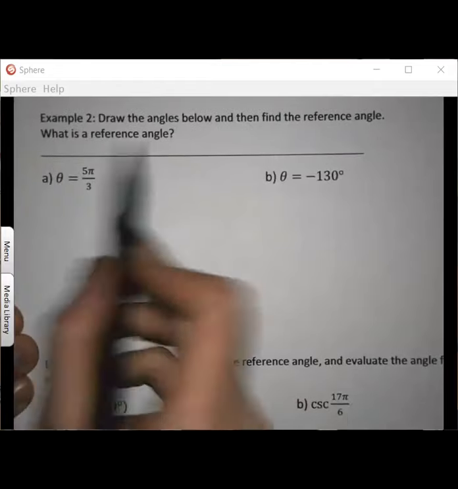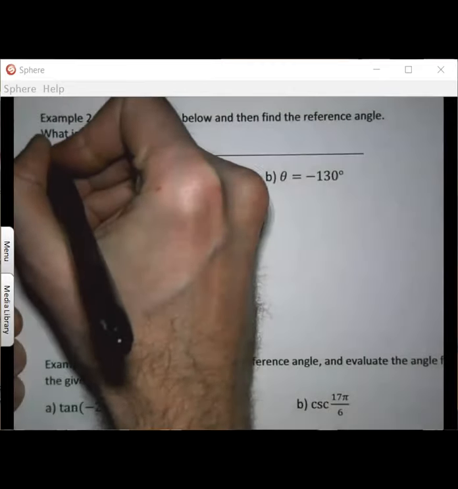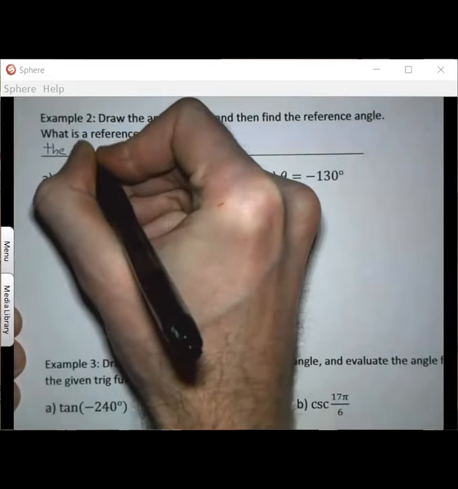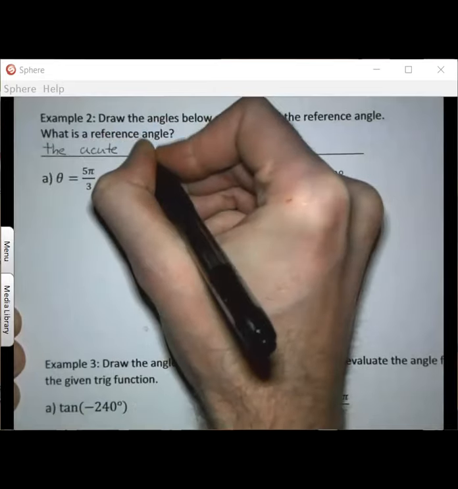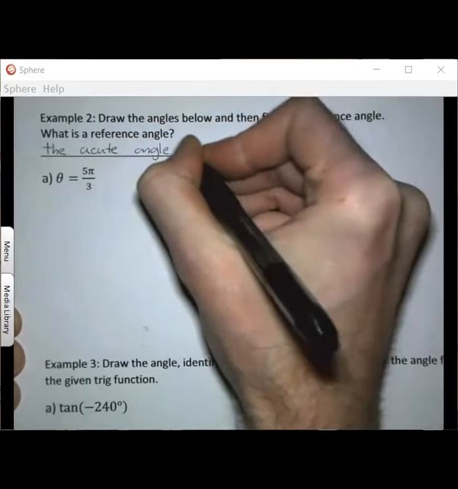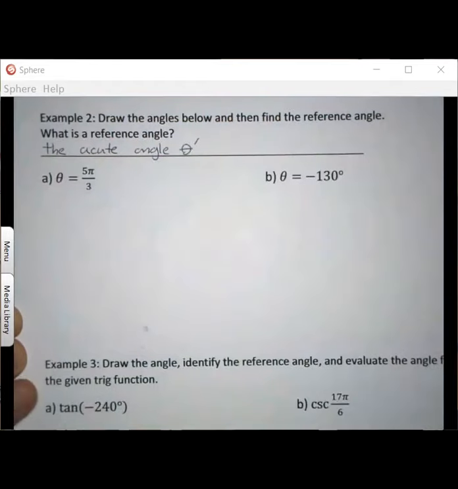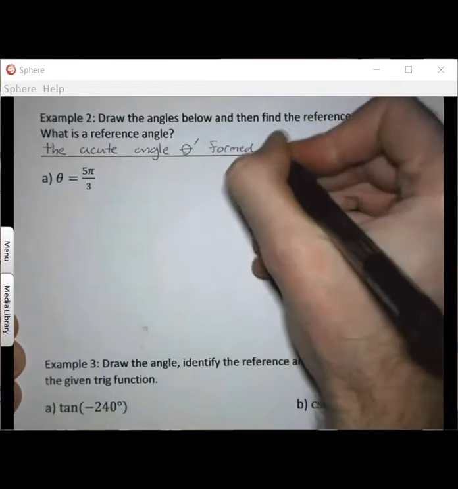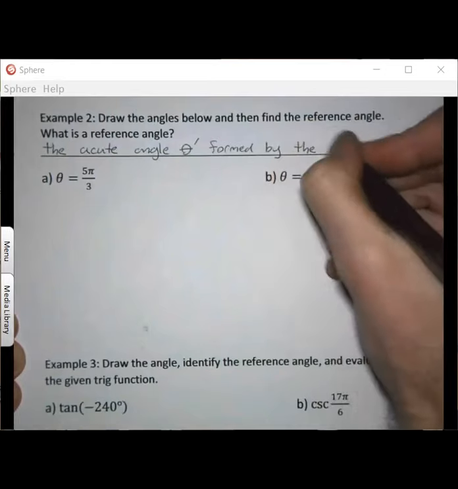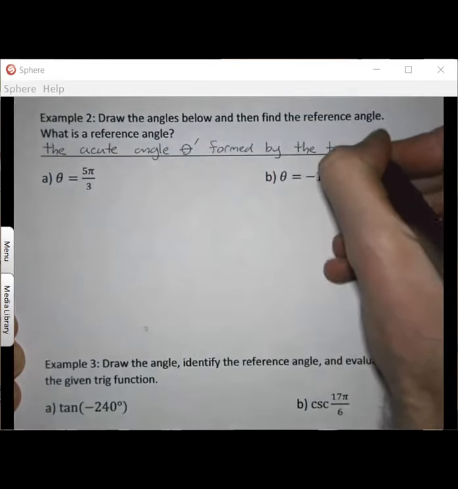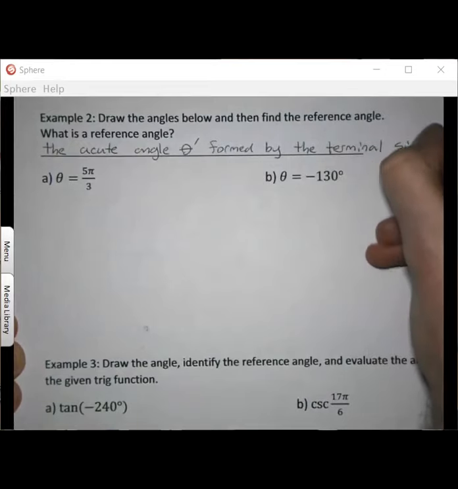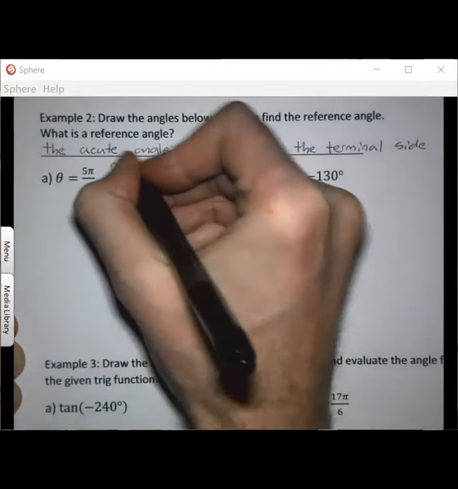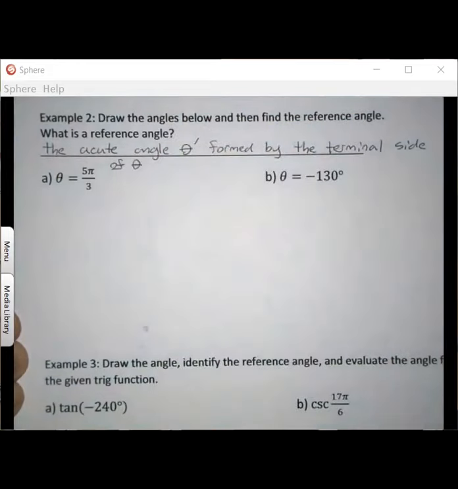So the reference angle for theta is the acute angle theta prime formed by the terminal side of theta and the x-axis.